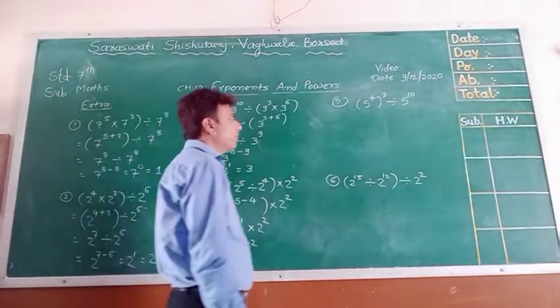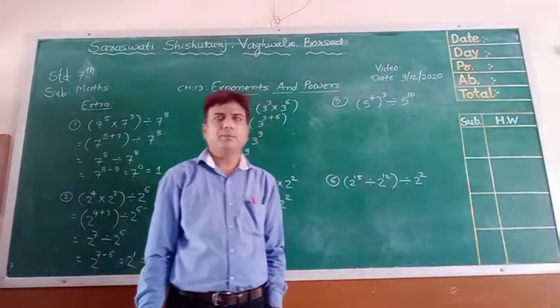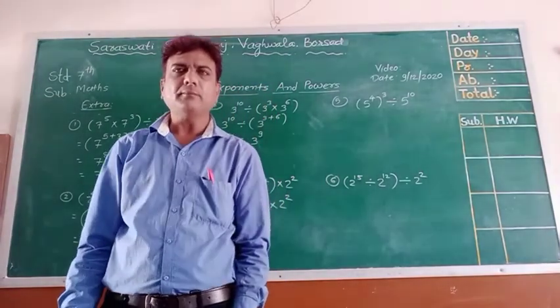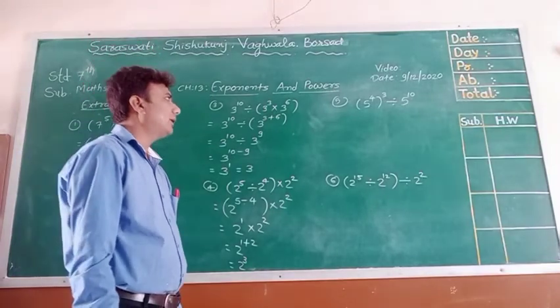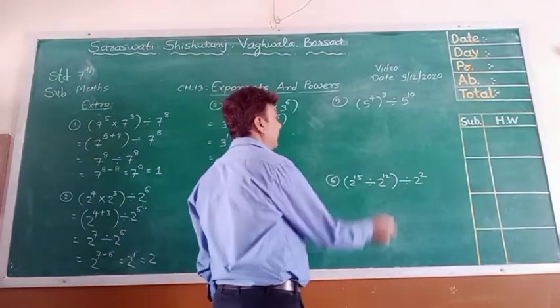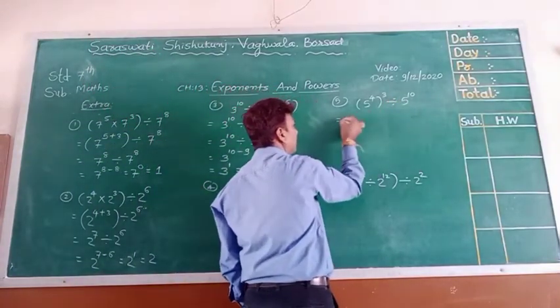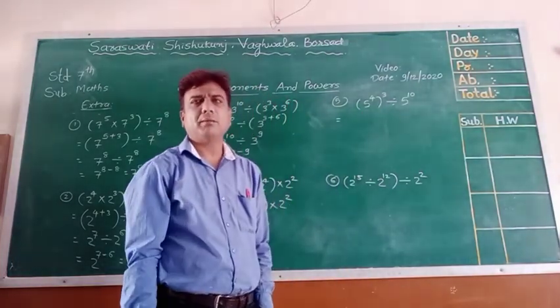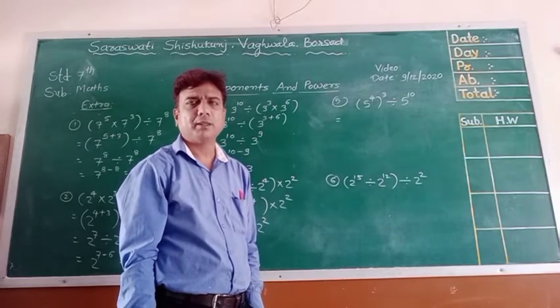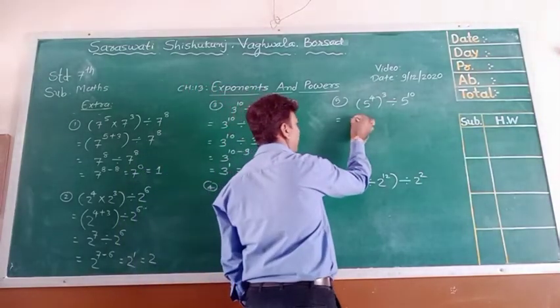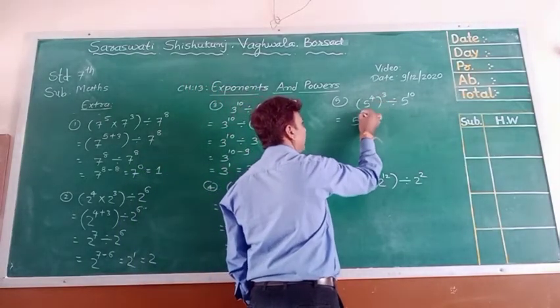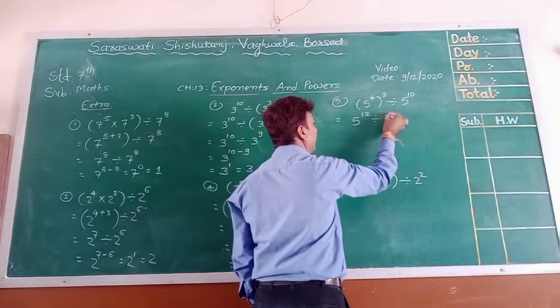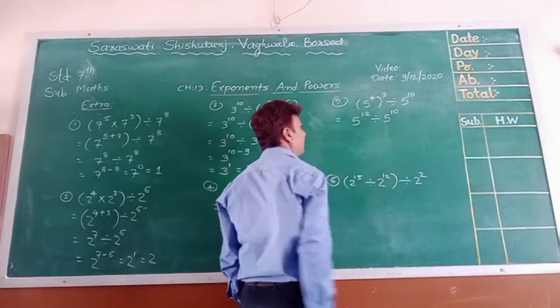Clear? Now in the fifth number sum, we can observe that 5 raised to 4, raised to 3, divided by 5 raised to 10. So which rule number? Rule number 4, power on power. Power on power means simply we multiply. 4 threes are 12, divided by 5 raised to 10.